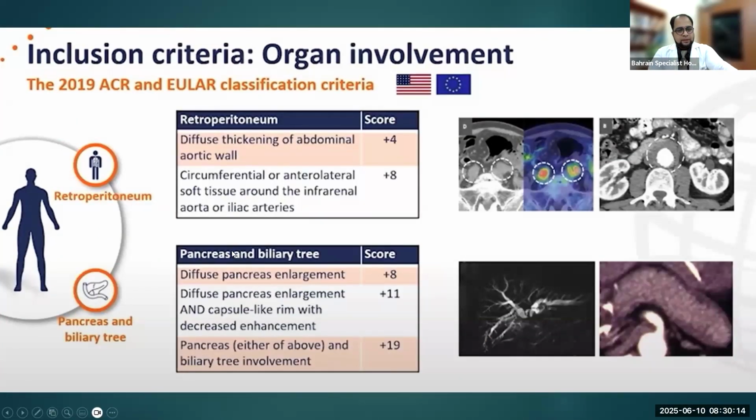Similar criteria exist for pancreas and biliary tree, where diffuse pancreatic enlargement is given a score of +8, diffuse pancreas enlargement with a capsule-like rim has been given +11, and pancreas and biliary involvement is given +19.